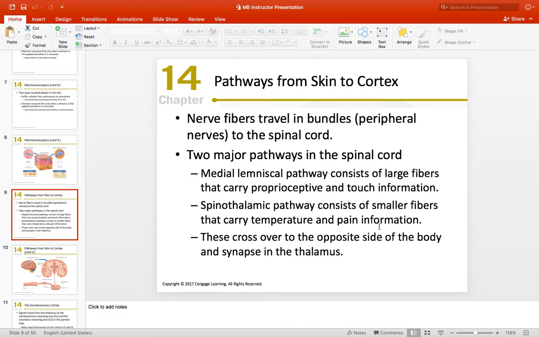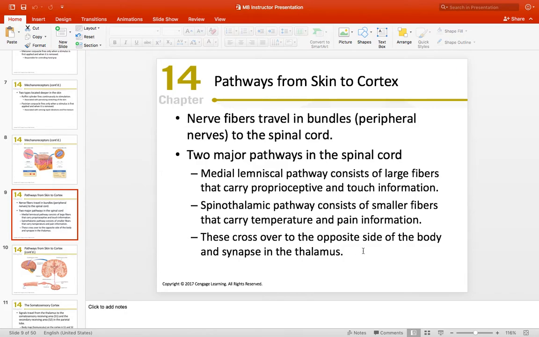Spinothalamic is more involved with pain. So let's say you go in the shower, and you have it set really hot, and then you forget that it's really hot and steamy. You go in there without thinking, boom, you get hit by the hot water. Your spinothalamic pathway is going to be activated. So temperature and pain tend to be related, although temperature can also feel good. All right, so it's kind of complex there.